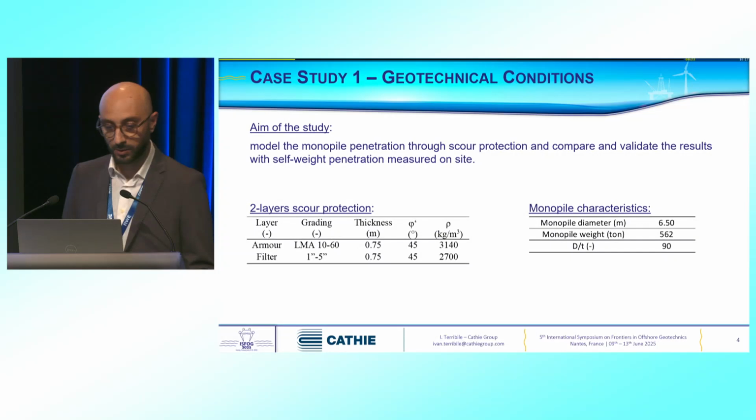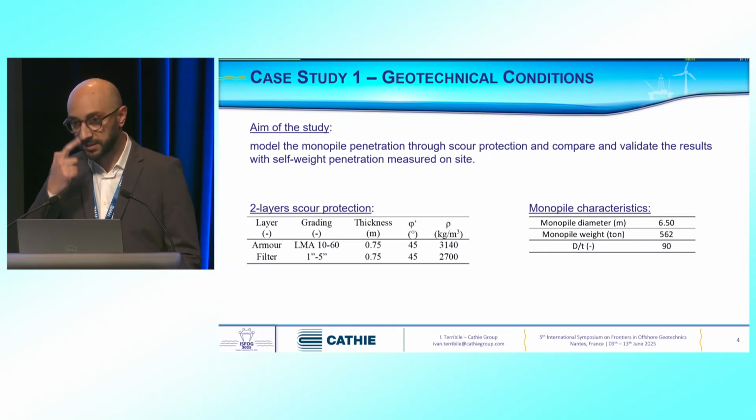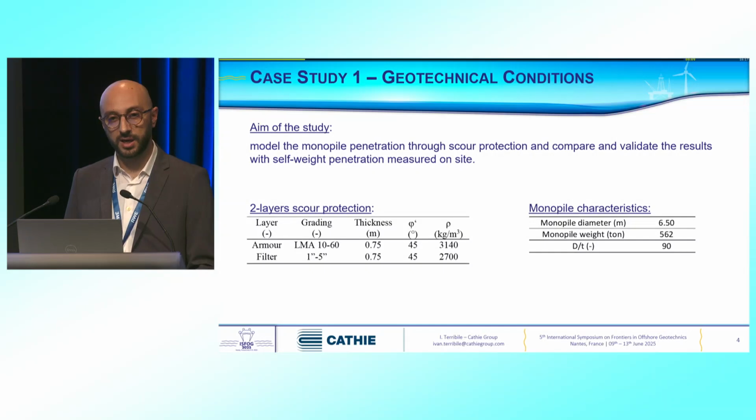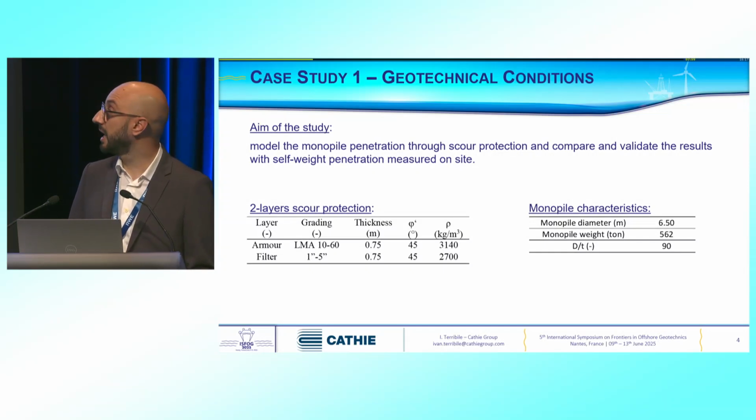Starting from case study 1, the aim was to model the monopile penetration through the scour protection and compare and validate the results with the monopile self-weight data that were measured during an installation campaign. In this context, we selected a specific location, and the as-built data of the scour protection were used to build the numerical model. In particular, the scour protection was composed of two layers, an armor layer over a filter layer, both with an average thickness of 75 centimeters.